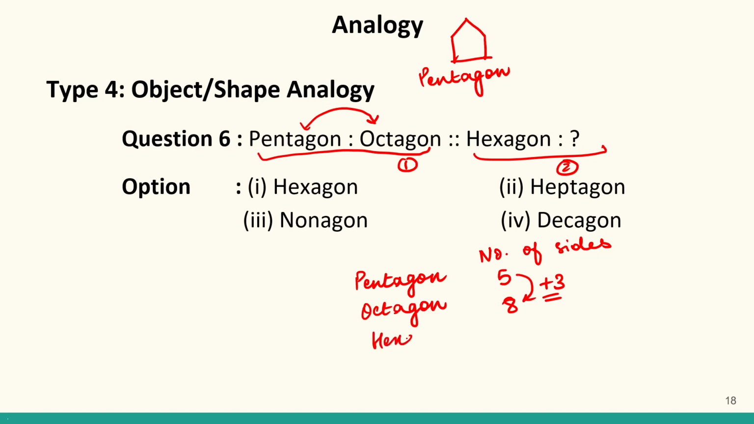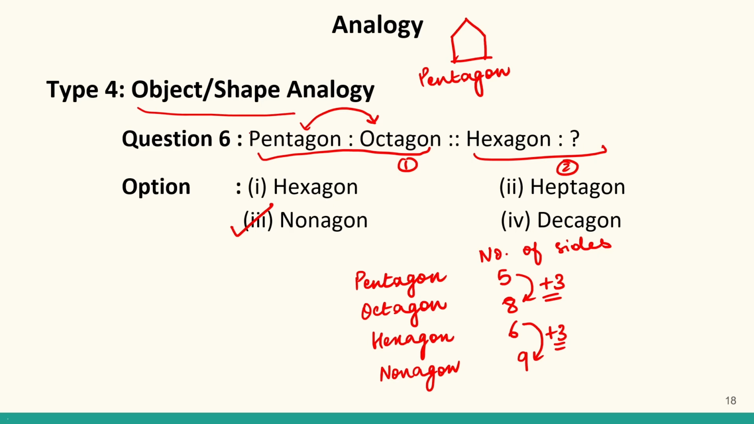Similarly, how many sides does a hexagon have? A hexagon has 6 sides. So we have to find a figure which will have 3 more sides than a hexagon, which will have 9 sides. The figure which has 9 sides is called a nonagon. So our answer will be option number 3, nonagon.